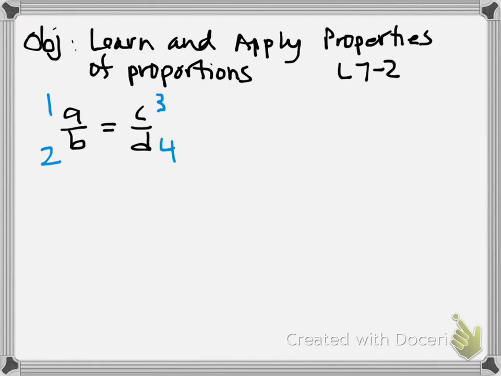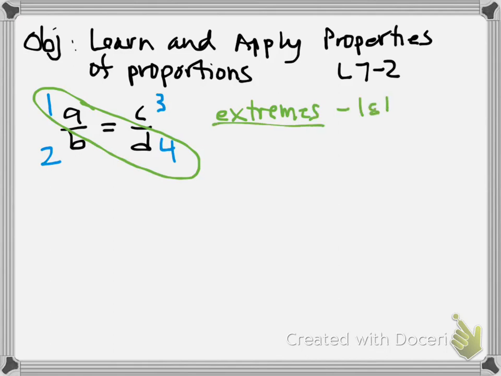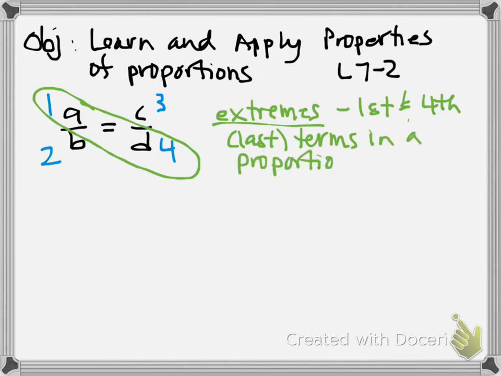Okay. So if we're going to look at the first number and the last number in the proportion, so if we're going to look on this diagonal, we are going to call those guys the extremes. That's the first and fourth, or you could say last, terms in a proportion. So first and fourth or last terms in a proportion are called extremes.